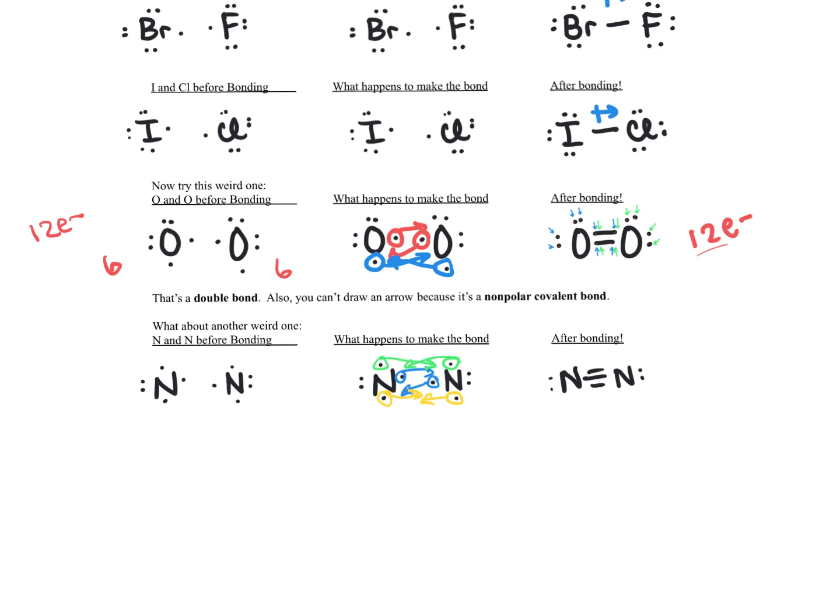So each nitrogen feels like it has 8, 3 shared pairs, that's 6. And then they have 2 electrons to themselves. So 6, 7, 8. So each of the nitrogens feels like they have 8. So the oxygen has a double bond and nitrogen has a triple bond. And both of those bonds are considered non-polar covalent. You couldn't draw an arrow pointing to which one is more electronegative because they're identical atoms. They have the same electronegativity value.